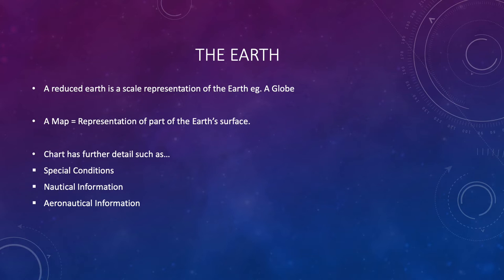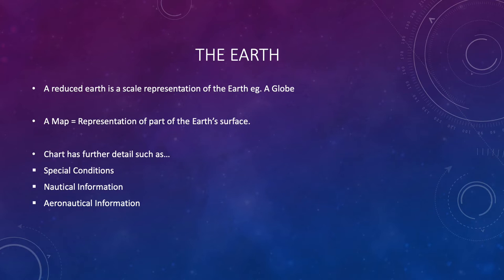So it could be a multitude of different sizes. It could cover a very small area or a much larger area, but it's a representation of one region on the globe in detail of the ground. However, in aviation, we don't use maps, we use something called charts. And charts have much more detail on them, and that makes it more useful for us in aviation. Okay, so we have special conditions on there, which are relevant to aviation.